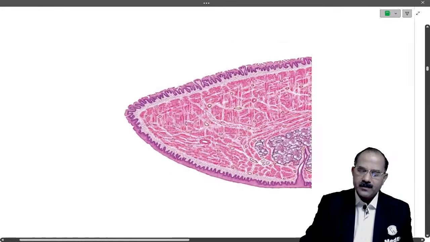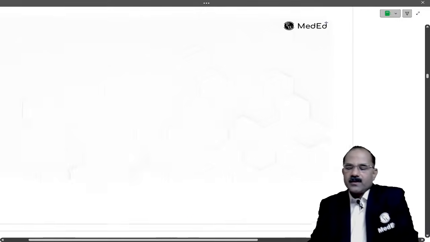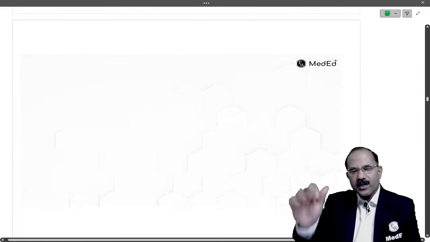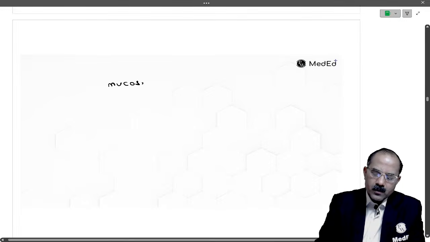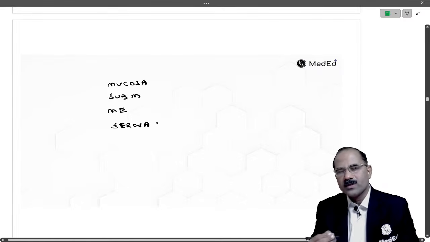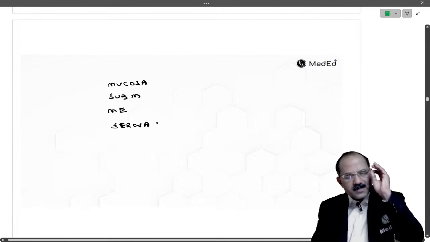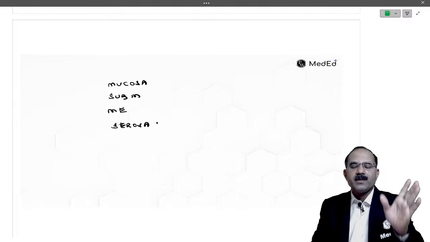Coming to this slide. Before that, tell me, what are the layers of GIT? This is a very common question which is asked. Layers of GIT. One is mucosa, submucosa, muscularis externa, and the last one is serosa. Any slide of GIT you get, this is a standard question by the examiner.